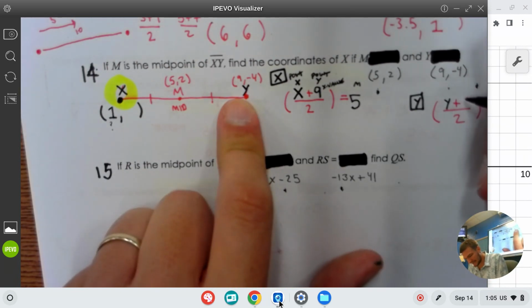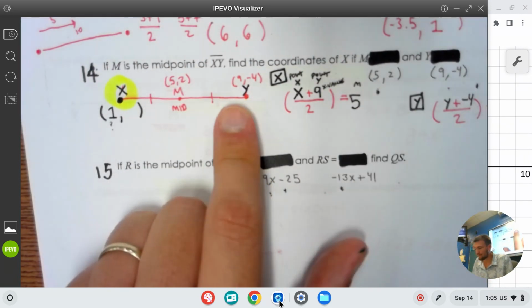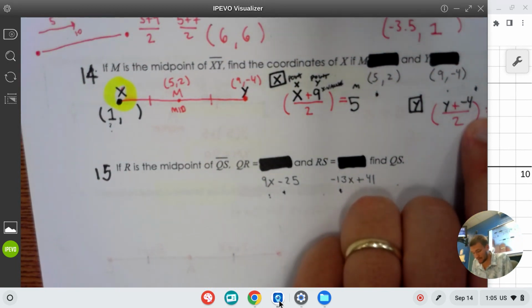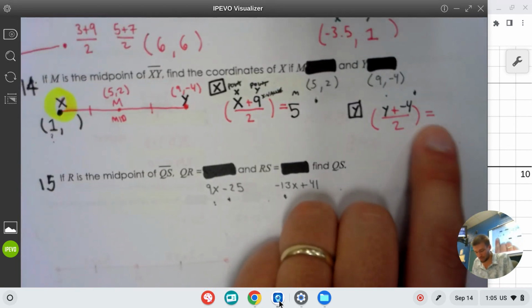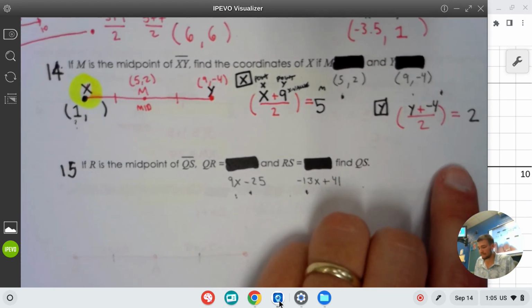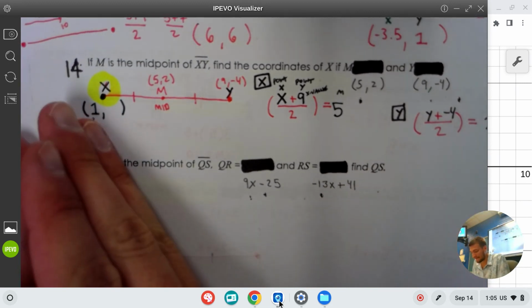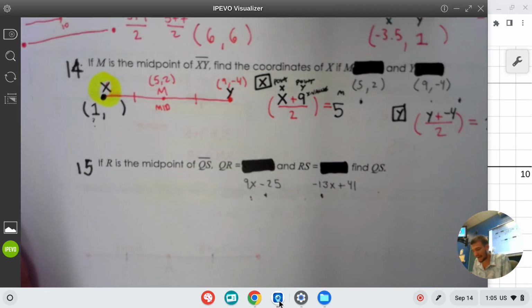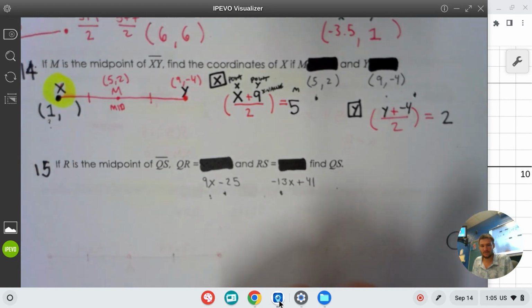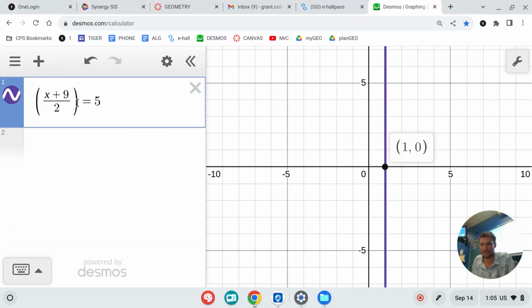This one is -4. And just like you said, Jace, what is the middle y value going to be? 2. The left and the right, add them up, divide by 2, you get the middle. Now we go to Desmos, we type this in, we'll be done.